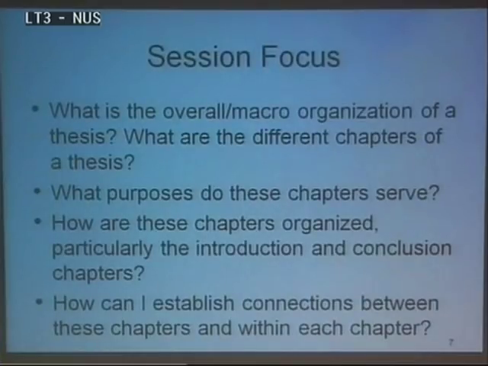So what will this session focus on? The first question we will be addressing is, I'm saying we, you notice that? Because you're going to chip in as well. What is the overall macro organization of a thesis? What are the different chapters of a thesis? Question one. What purposes do these chapters serve? Now, this is something students always forget. Each chapter has a purpose. And it's good to have this purpose in mind when you write your different chapters.